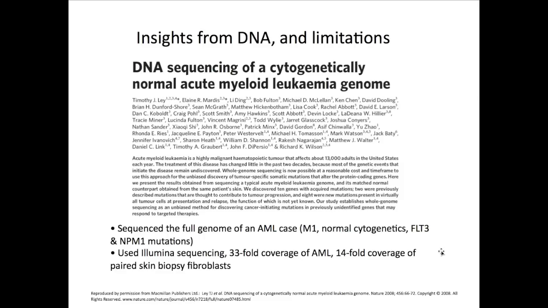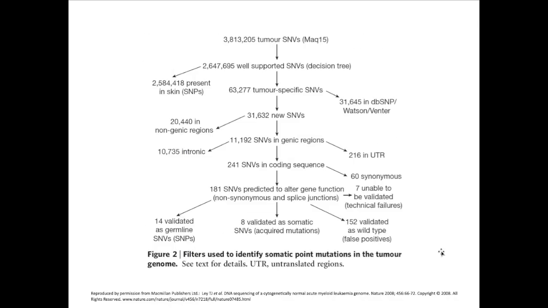With the Illumina sequencer, they obtained 33-fold coverage of the leukemic cells and 14-fold coverage of skin biopsy fibroblasts from the same patient, and then evaluated those too. They compared them also to other genomes that have been published in the literature. Just to give you a scale of the number of variants one finds in this kind of experiment, looking at the sequence variants detected in the tumor sample compared to any given reference genome, they found around 3.8 million.